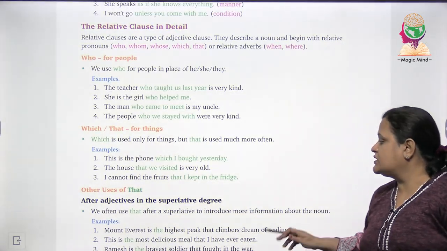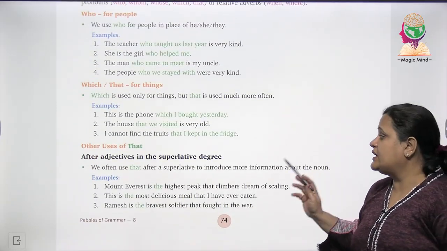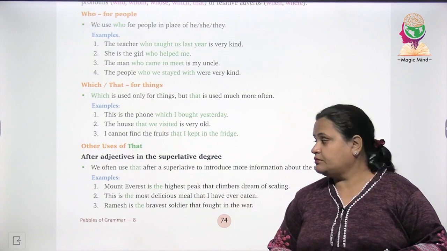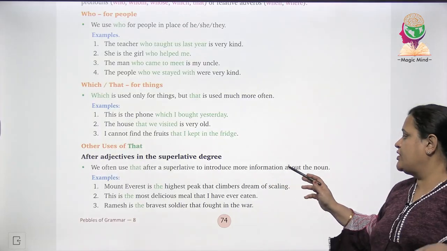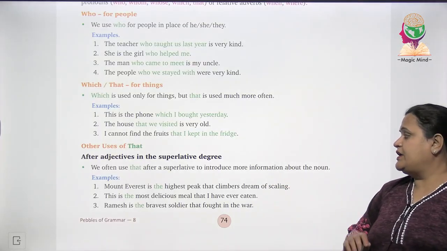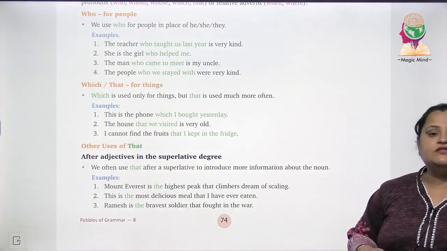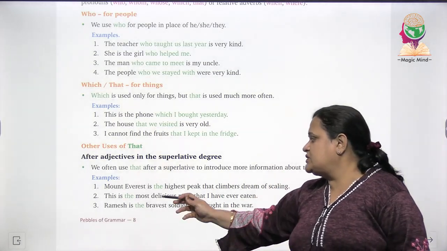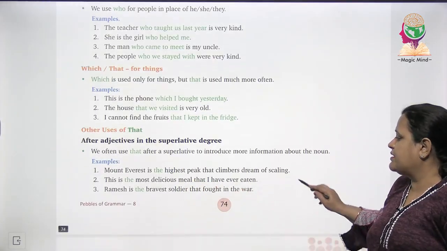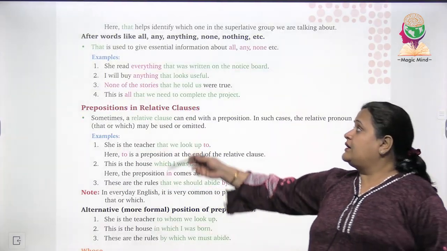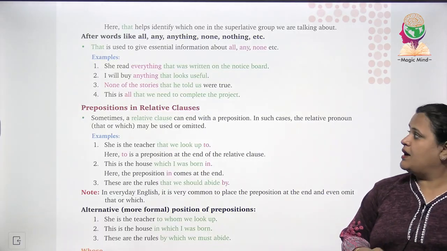Rest example read yourself. Other uses of that पर आएंगे, after adjectives in the superlative degree. We often use that after a superlative to introduce more information about the noun. Mount Everest is the highest peak that climbers dream of scaling. Okay, this is the most delicious meal that I have ever eaten. Rest example read yourself. Here that helps identify which one is the superlative group we are talking about.